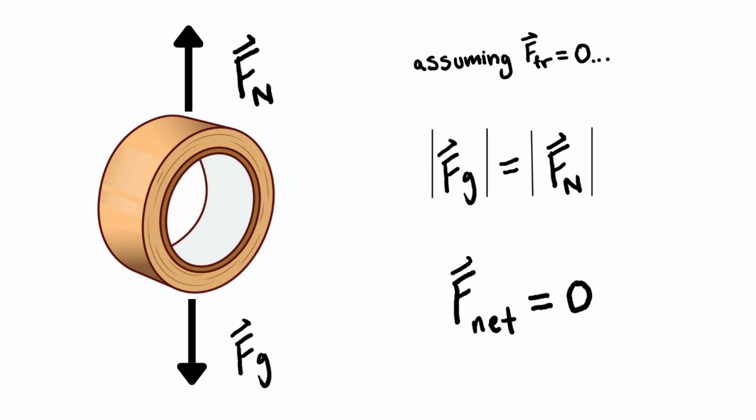Therefore, it makes sense that my object's motion closely resembles that of constant velocity, as the overall net force is 0.